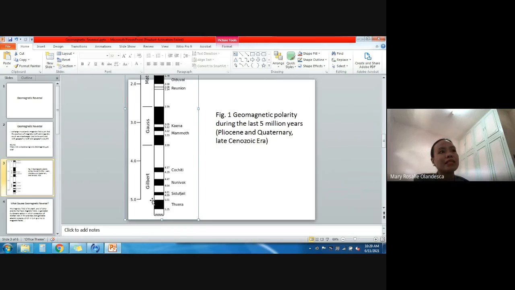Okay, the last is the Gilbert Chron, wherein there were 2, 3, 4, 5, 6, 7, 8. There were 8 reversals that happened. Okay, again, the reversals will be in a span of 2,000 to 12,000 years for the full reversal of the magnetic north and the magnetic south.